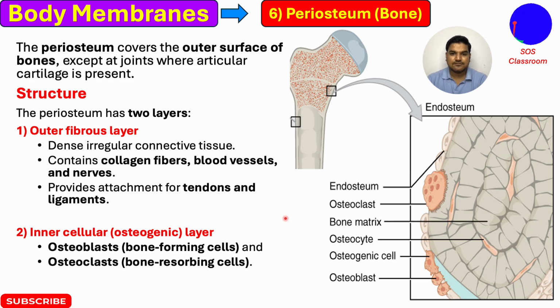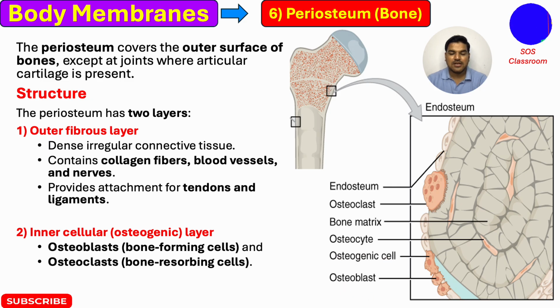So you can see this is the femur, a long bone, and this part is called the periosteum. This is the internal structure, endosteum. Osteoclast cells are helpful for bone resorbing. This is the bone matrix. This is the osteocytes. Osteocytes help provide the accurate size and shape to the bone. These are the osteogenic cells.